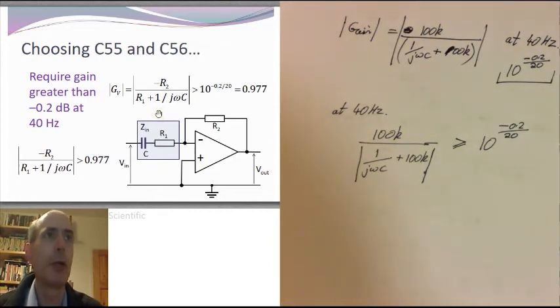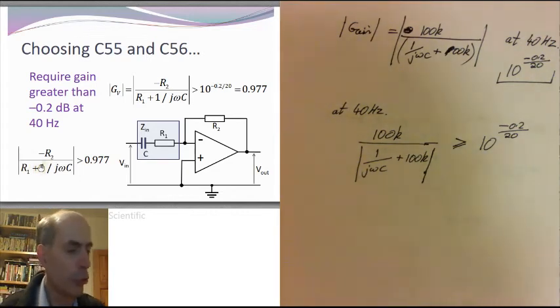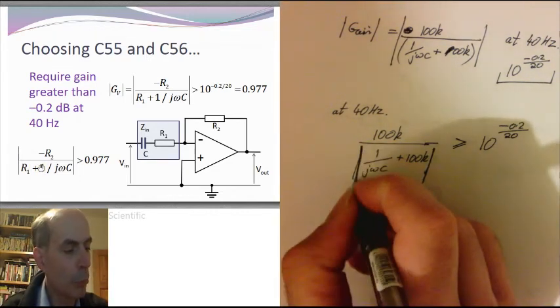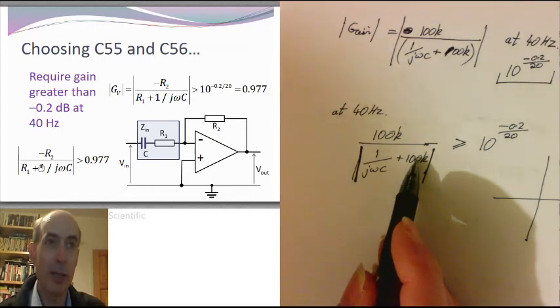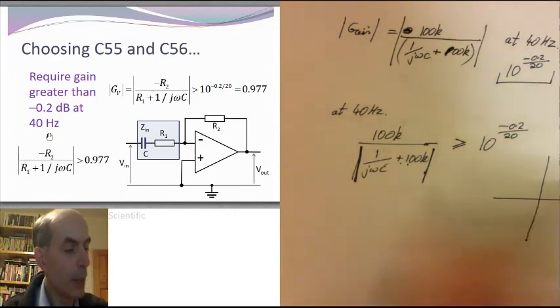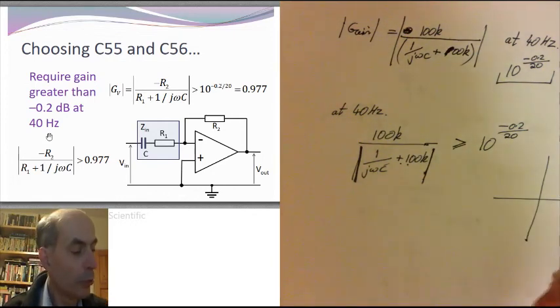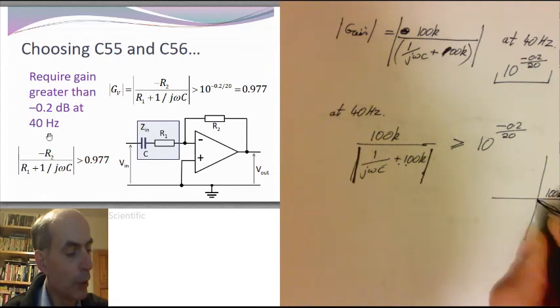Oh, I've obviously given you a few hints here. 10 to the power of minus 0.2 over 20 works out to be about 0.997. So that gets you down to this expression here. And this is the modulus here. And if you remember how to work out moduli, the easiest way to do that is to think of that point there in terms of its real and imaginary parts and apply Pythagoras. So we've got this point here would have a real part of 100K and an imaginary part of minus 1 over omega c. It would be round about there, where this is 100K and the length from here to here is 1 over omega c. The magnitude of that is then the hypotenuse of this right-angled triangle.